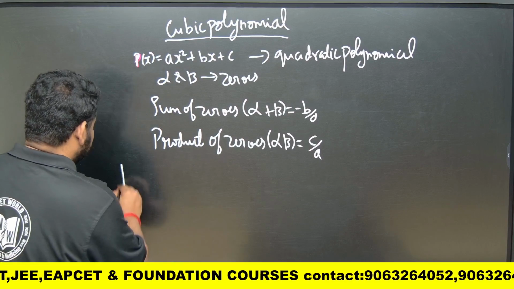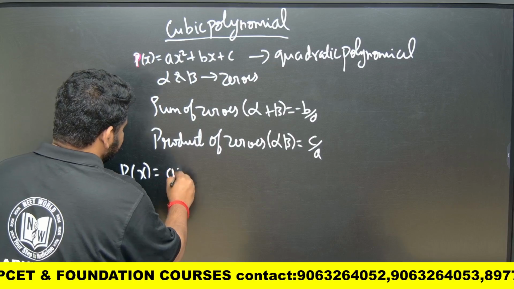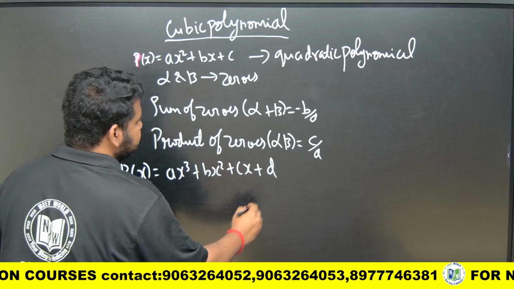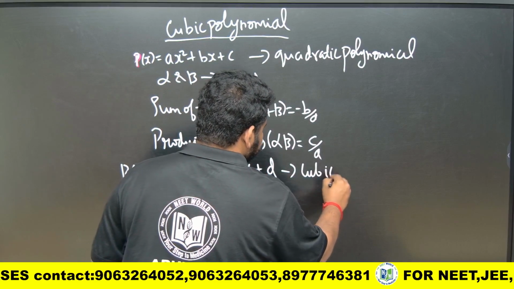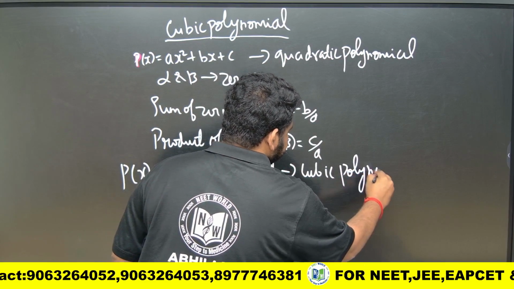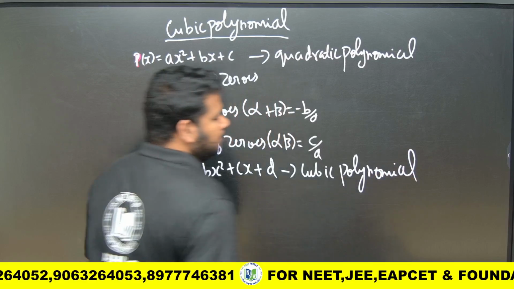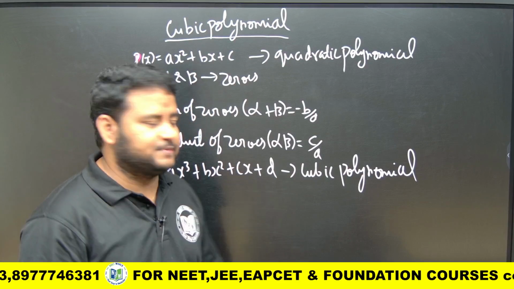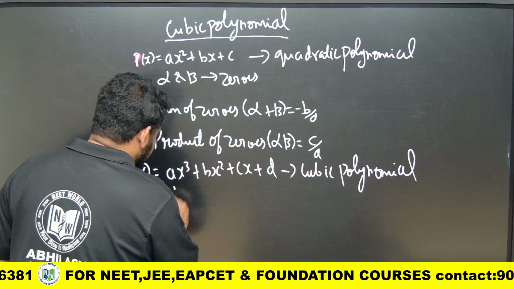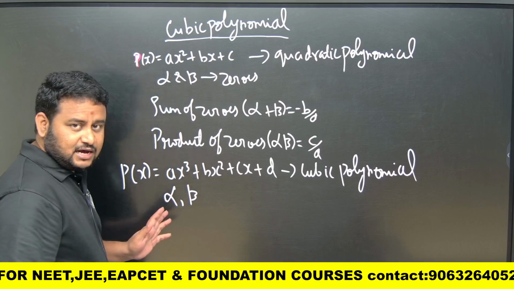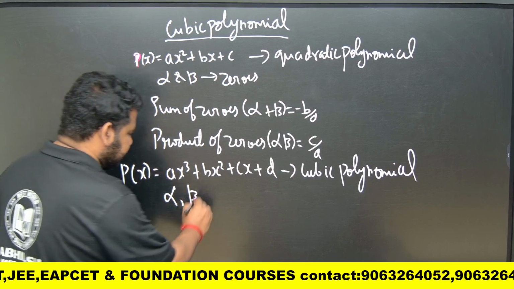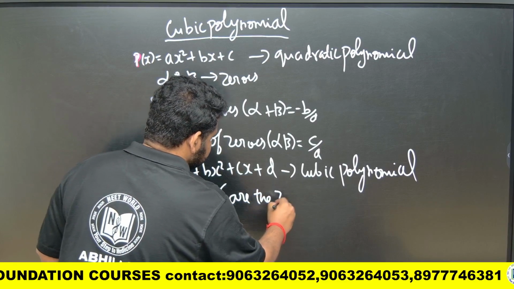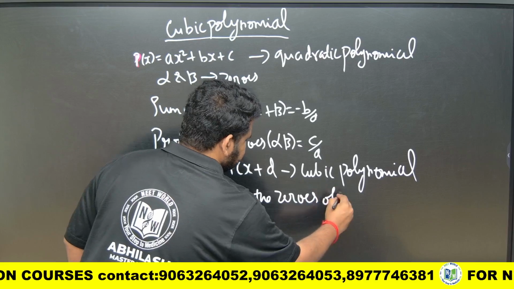Okay, so let us take cubic polynomial. P of x is ax cube plus bx square plus cx plus d. This is cubic polynomial. How many zeros will this have? This will have 3 zeros because it is cubic. So let the zeros be alpha, beta, and gamma. We will write it like this: alpha, beta, and gamma are the zeros of p of x.